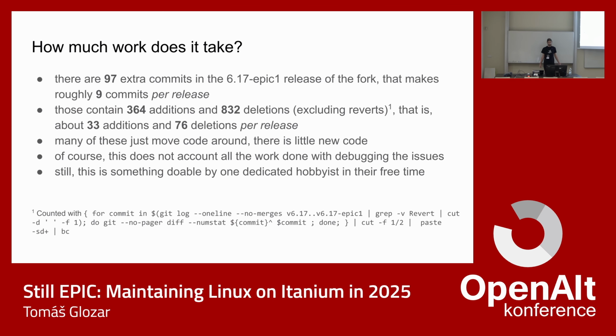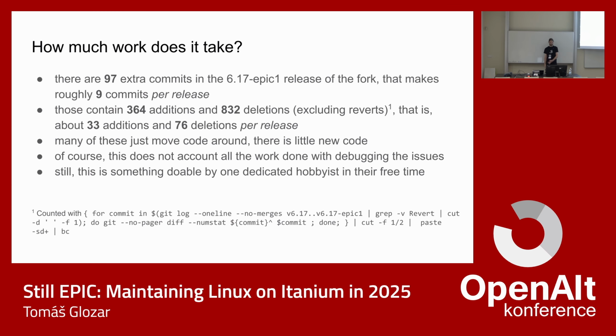There is little new code, which makes sense because there are no more new Itanium machines that we would have to support in the kernel, right? If you have, for example, RISC-V or ARM or other architectures, each time a new CPU comes out or a new chipset comes out, this has to be implemented into the kernel, and those are huge additions to the code. But Itanium has been end of life, and all we have to do is to support the machines that already exist. And of course, this does not account all the work done debugging the issues.